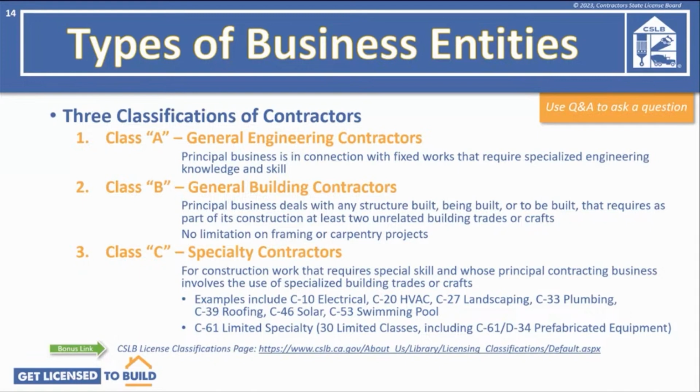There are also 30 limited specialty classes under the C61 classification. These include the C61/D34 prefabricated equipment class. More than 209,000 contractors hold a C-Class license in California.